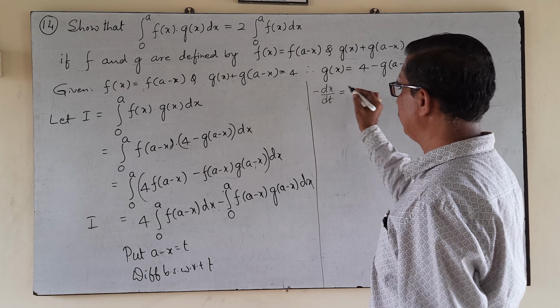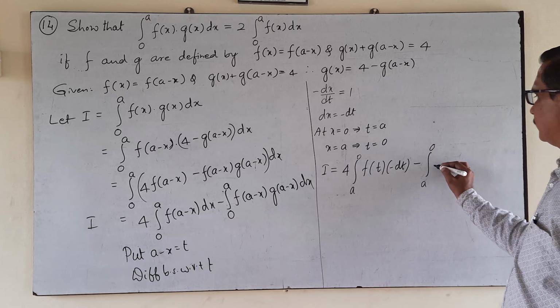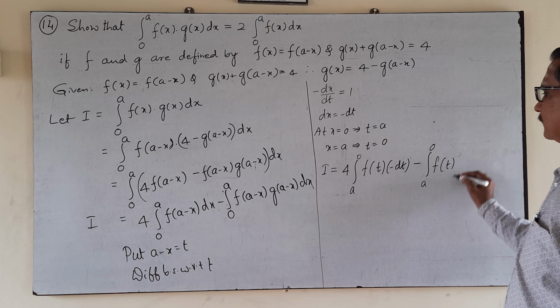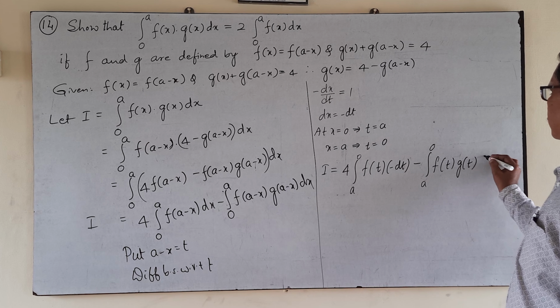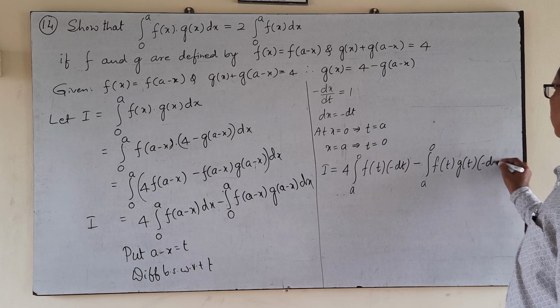Minus integral from, again at x is 0, t is a; at x is a, t is 0; f of a minus x is f of t; g of a minus x is g of t into dx value minus dt. Take the minus sign outside: minus 4 into integral from a to 0 of f of t dt, minus, again minus into minus plus, integral from a to 0 of f of t g of t dt.